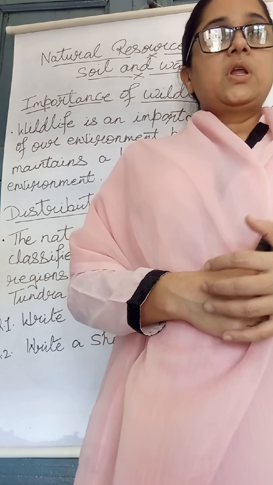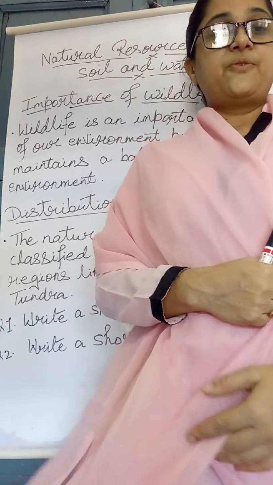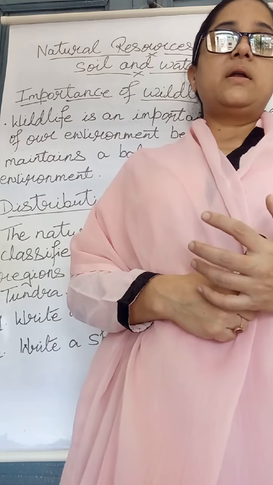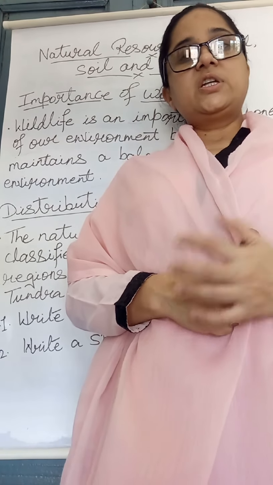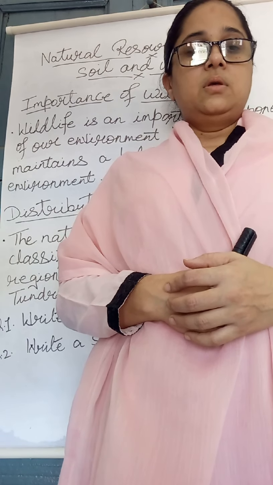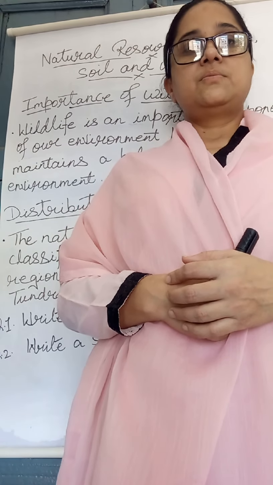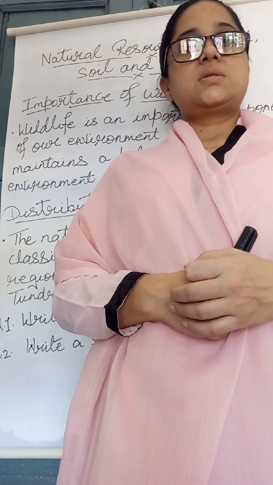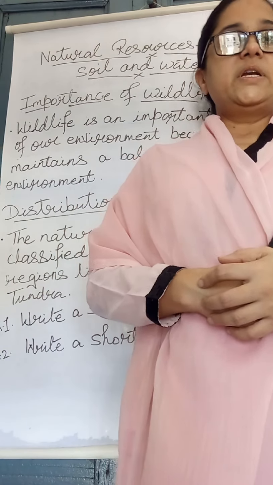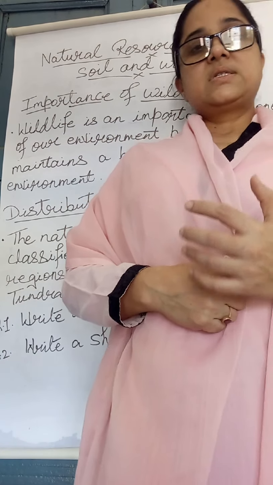Now tundra. This region is found in cold places. It has mosses and lichens. The vegetation of tundra is low growing and consists mainly of grasses, dwarf shrubs, wildflowers, mosses and lichens. Also, here the climate is cloudy and windy and rainfall is scanty.